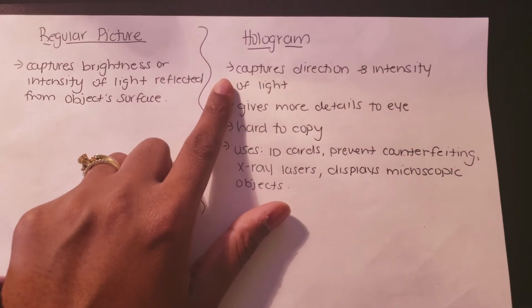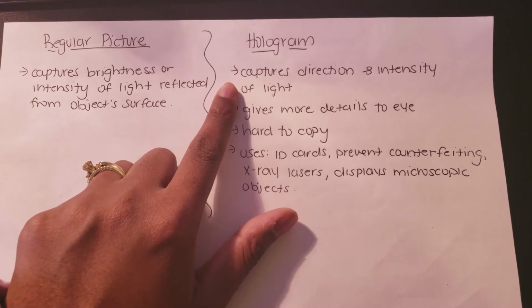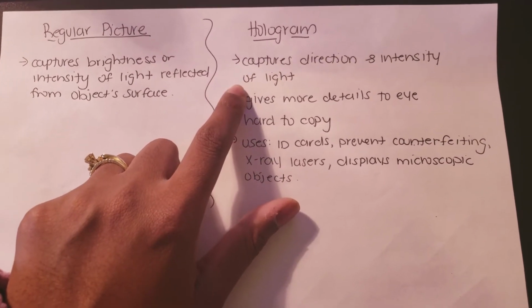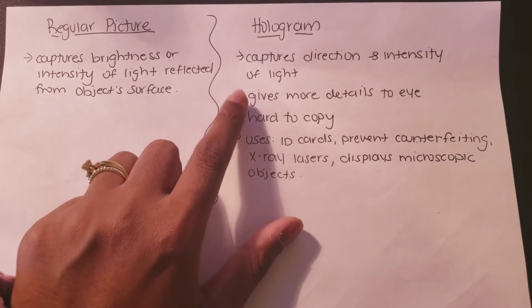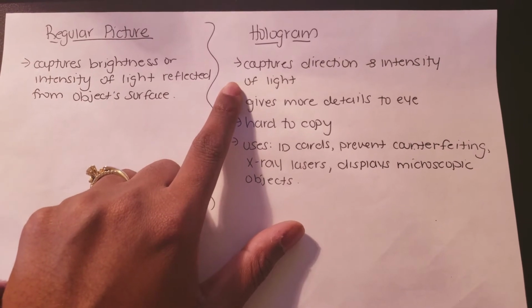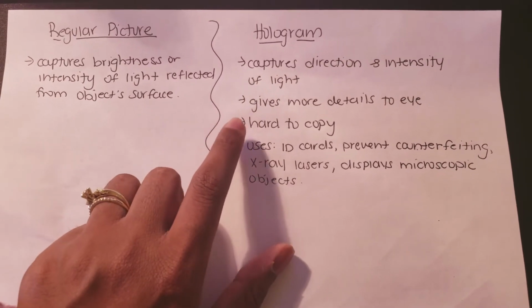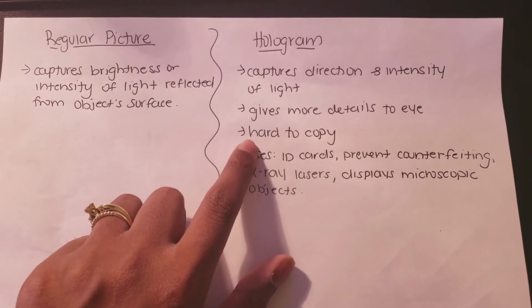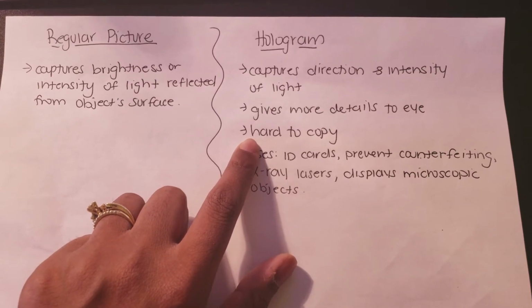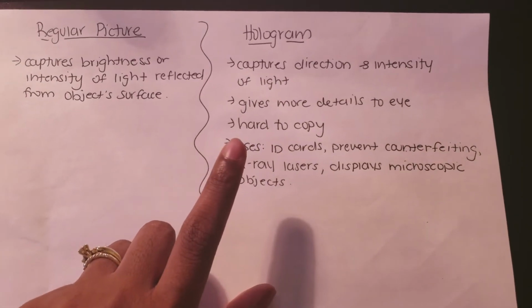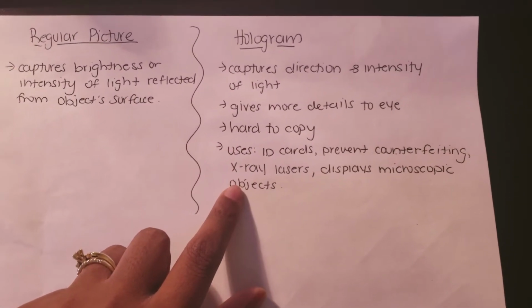A hologram, on the other hand, is going to capture two things. It's going to capture the direction of the light and how intense that light is. It's going to give you a lot more details to the eye because of the direction of the light, making it 3D. It's going to be way harder to copy. You can't just easily copy it because of the three-dimensional shape to it and because of how many different directions the light is traveling. But there are a lot of important uses for holograms.